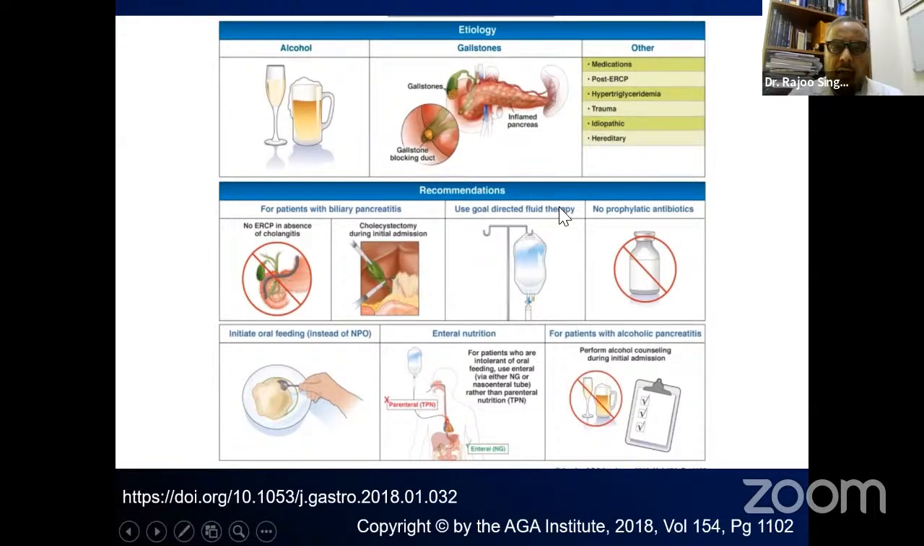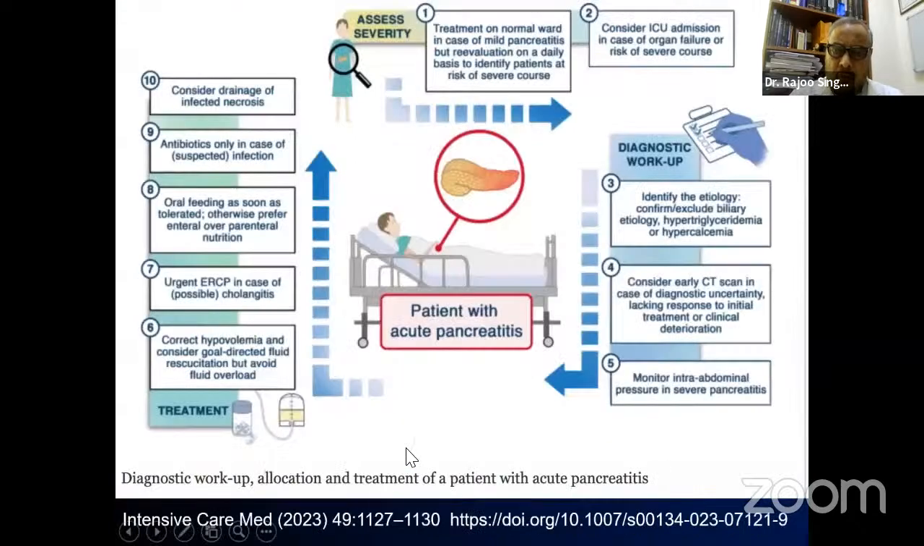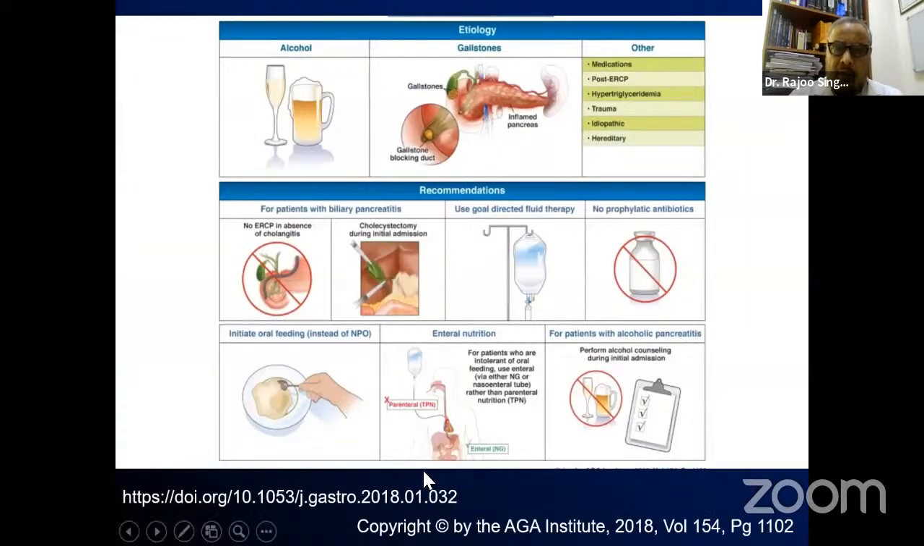Use goal-directed fluid therapy. We should not be using too much aggressive fluid therapy. And what is the goal-directed thing? 1.5 ml per kg per hour after a bolus of 10 ml per kg. No prophylactic antibiotics. Prophylactic antibiotics have no role in the management of pancreatitis.